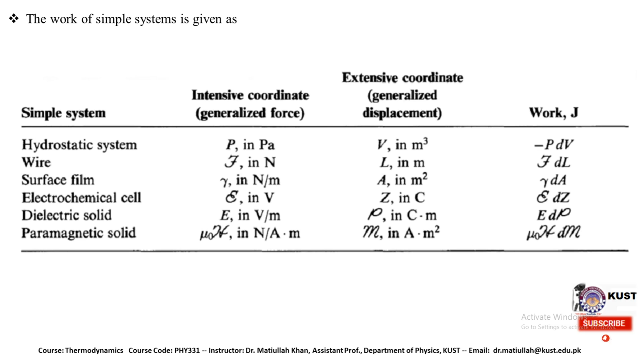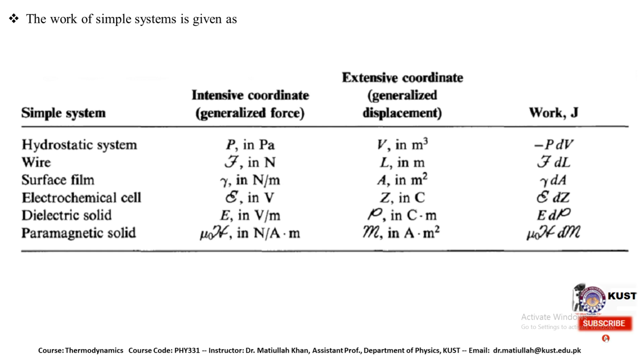So we have different systems where we can discuss the generalized work and generalized coordinates, that is actually the intensive and extensive coordinates. So again, we have two things. One is the generalized force, and the other is the generalized displacement. If you consider the hydrostatic system, the pressure that is measured in Pascal is the generalized force. Similarly, the volume that is measured in cubic meter is the generalized displacement, and the magnitude of work done is equal to minus p dV.